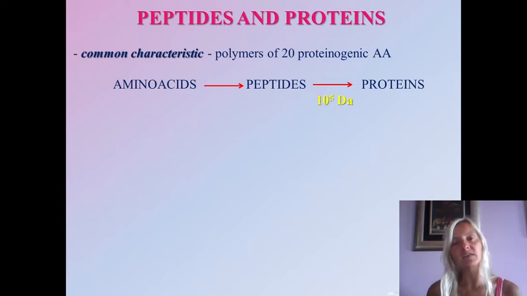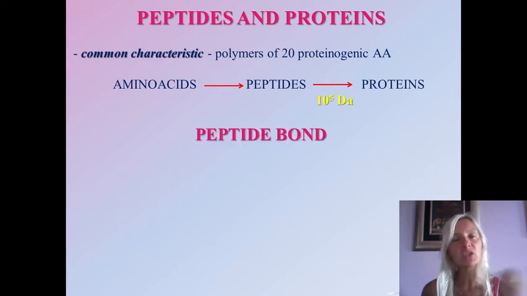Why 10 to the 5 daltons? This molecular weight was picked because molecules smaller than 10 to the 5 can freely diffuse through a membrane during dialysis, and larger molecules cannot do that. But the common characteristic, whether we are talking about peptides, polypeptides or proteins, is that amino acids are attached to each other by the formation of one very specific bond, which is called the peptide bond.